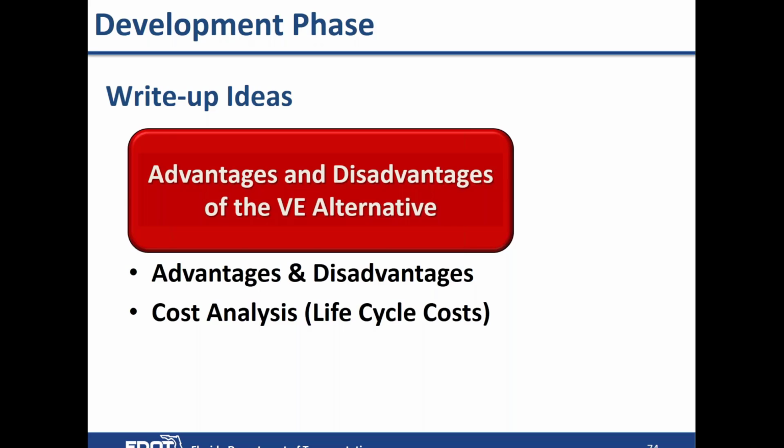All the advantages and disadvantages. So if we do a VE recommendation, there could be clear advantages to doing that, maybe save costs, maybe improve operations, but then there's probably some sort of disadvantage to doing it. Maybe it takes longer. Maybe it needs special materials, whatever those disadvantages could be.